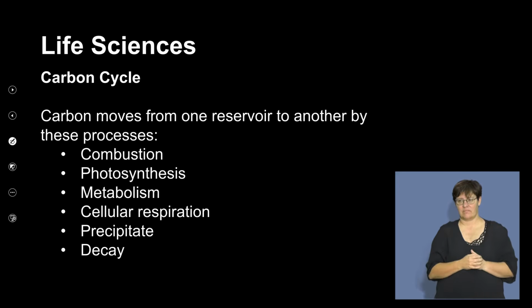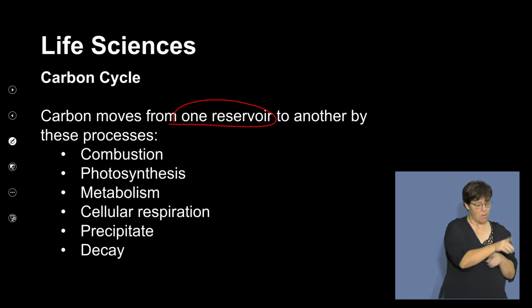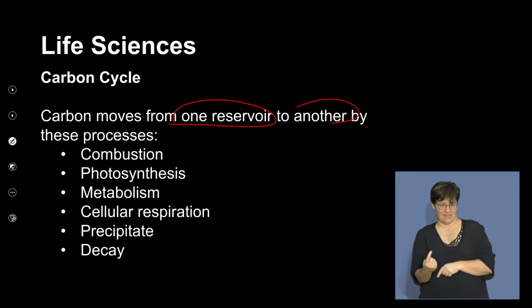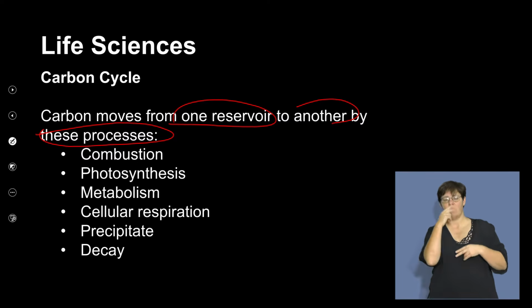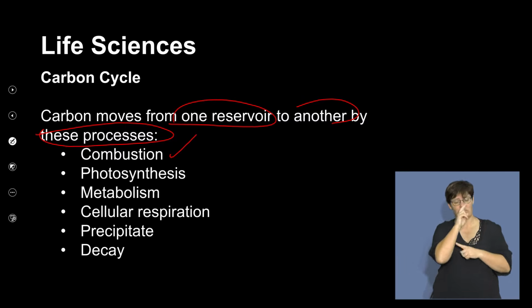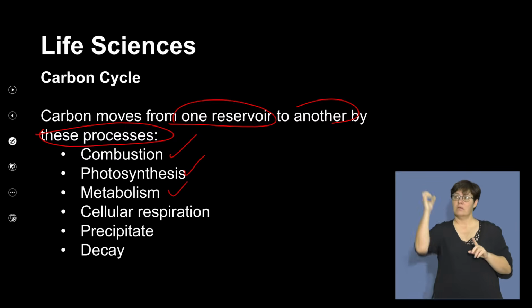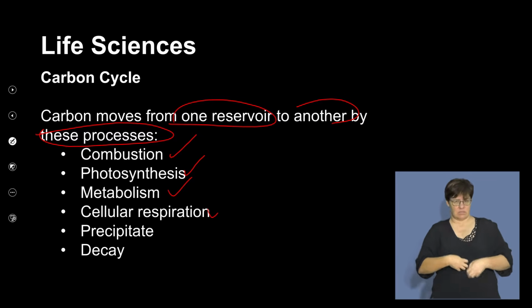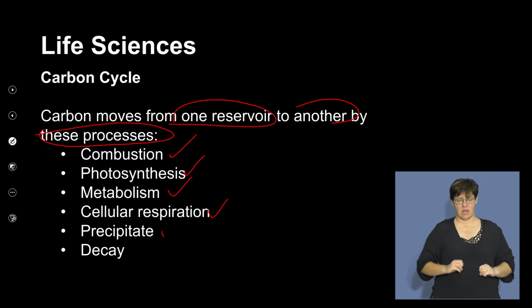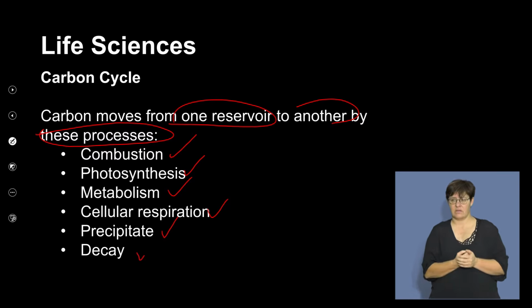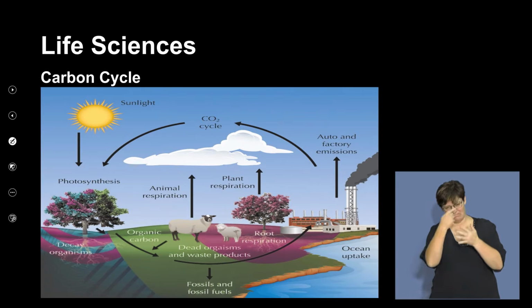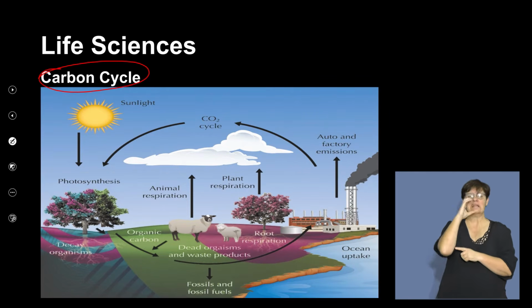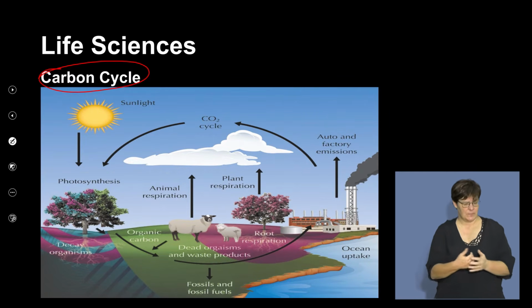Carbon can move from one reservoir, essentially in the environment, to another by the following processes. And we'll overview these processes. A process called combustion, photosynthesis, metabolism, cellular respiration, precipitation, and the process of decomposition or decaying. This is an overview of the carbon cycle. We've looked at the main processes, guys.